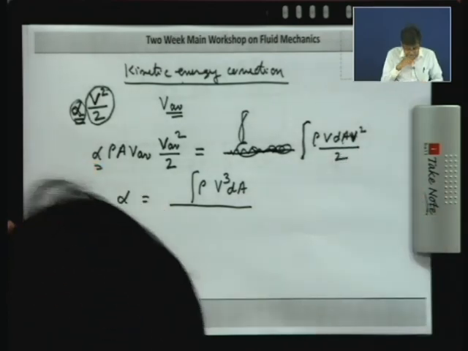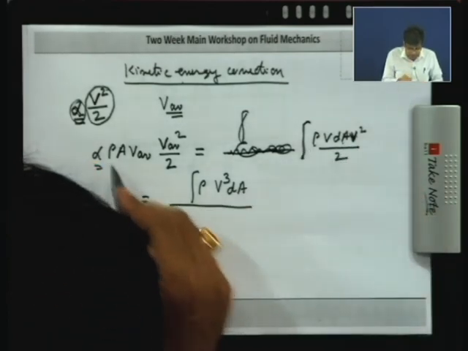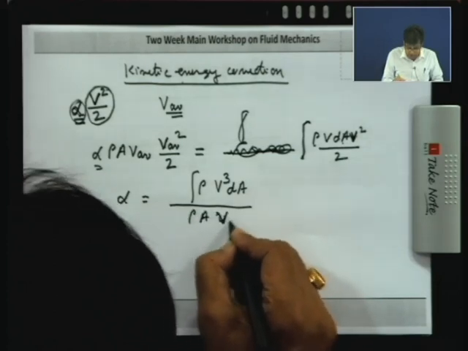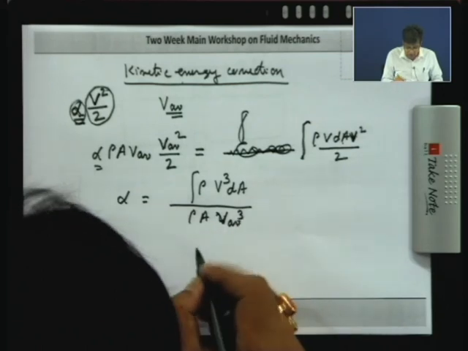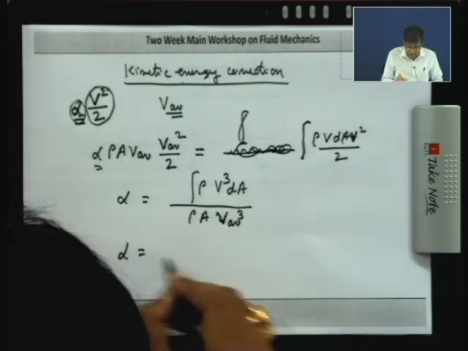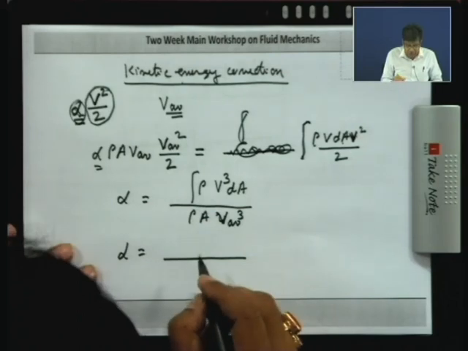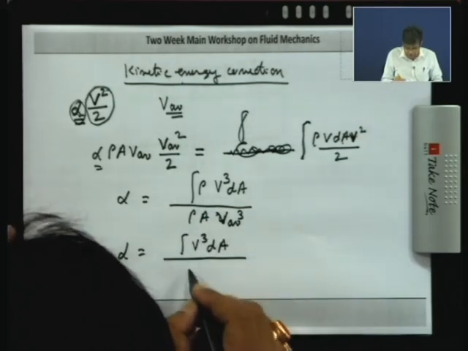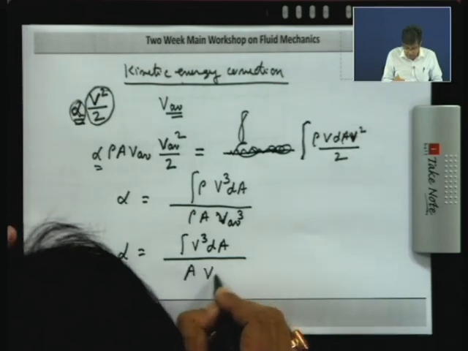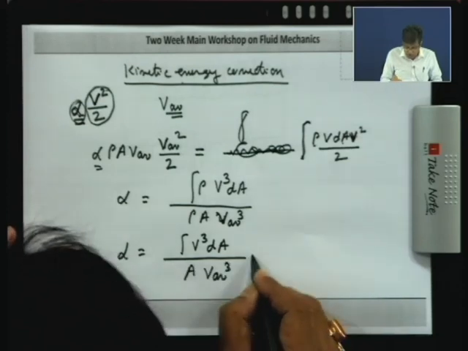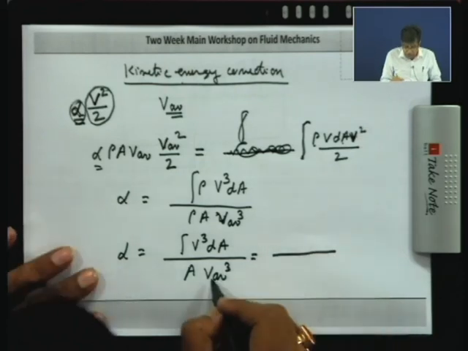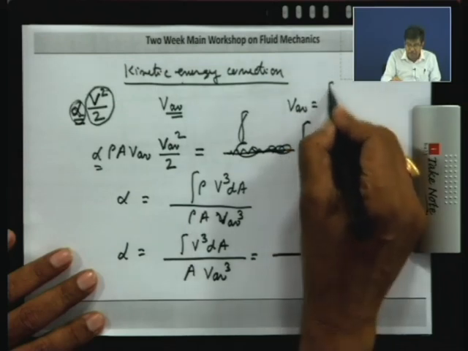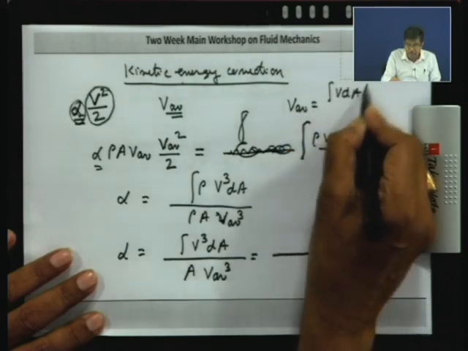So therefore, if we consider this rho A V average cube, and if you consider an incompressible flow, then this definition is V cube dA divided by A into V average cube. Or if you put the value of V average, what is V average? V average in terms of the distribution is V dA divided by the area.